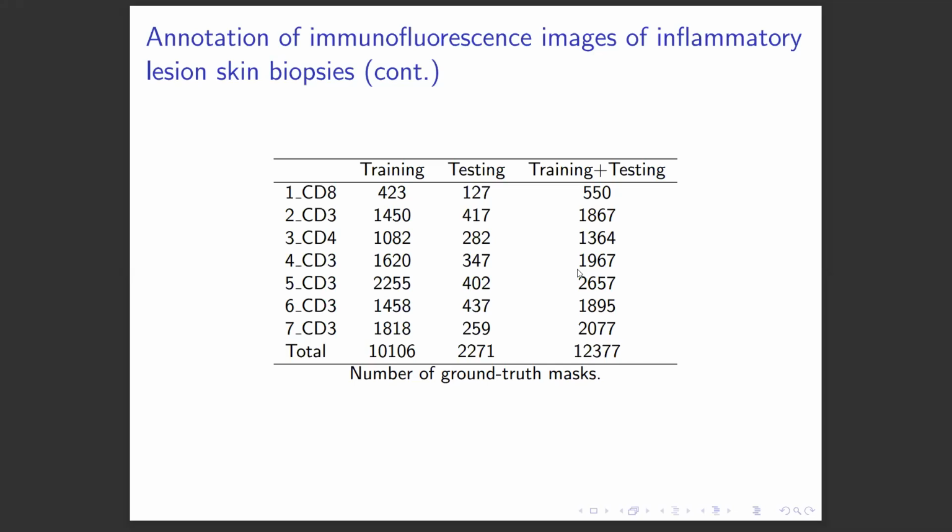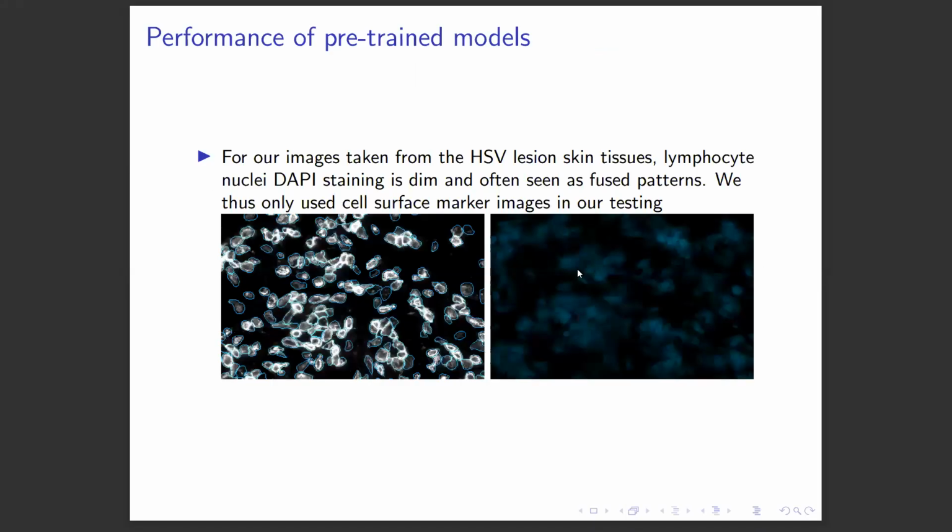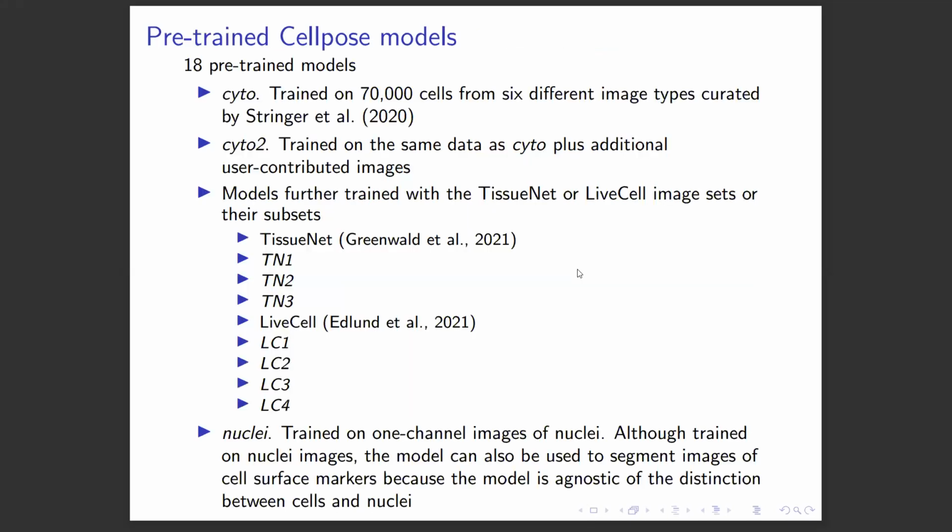So we have 12,000, and we split it into 10,000 training instances and 2,000 testing instances. This is to say that people often do the segmentation based on nuclei and then expand the nuclear segment mask. It's not working here because in skin, the immune infiltrate cells don't have good nuclei for you to work with. And this shows there are 18 pre-trained models we have used.